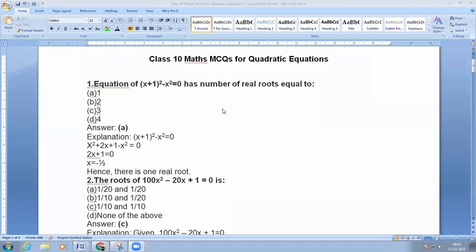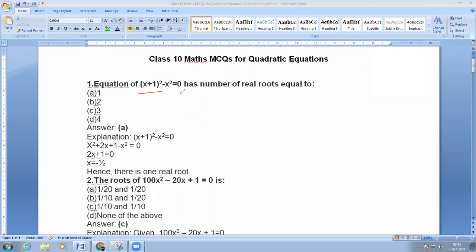Good morning, students. Today we will discuss the MCQ questions for class 10th, chapter number 4, quadratic equations. In this, we will discuss questions which have options, and we have to mark the correct one out of those options.